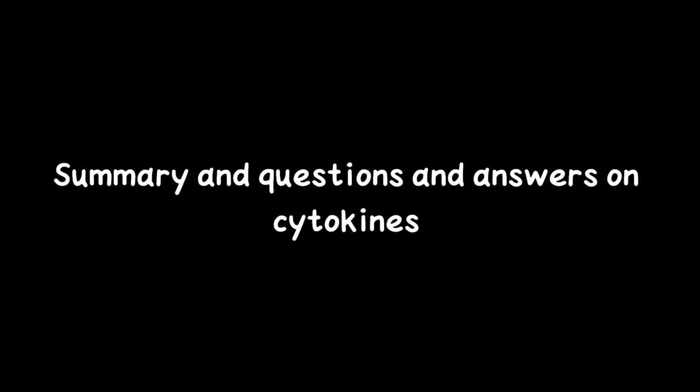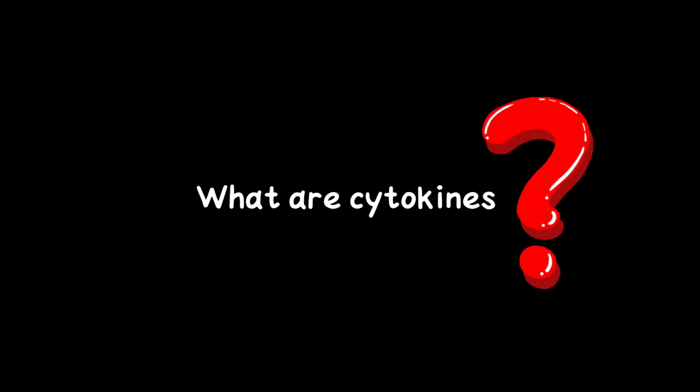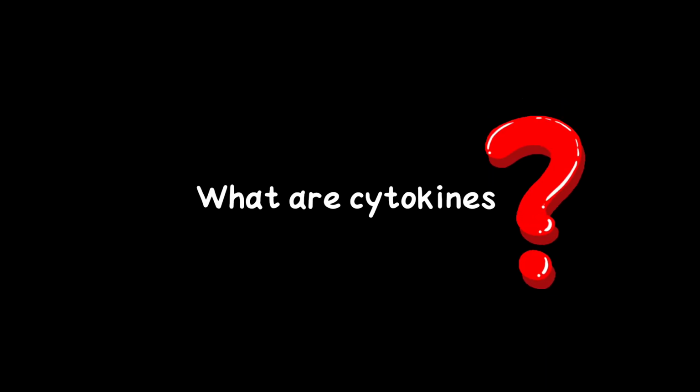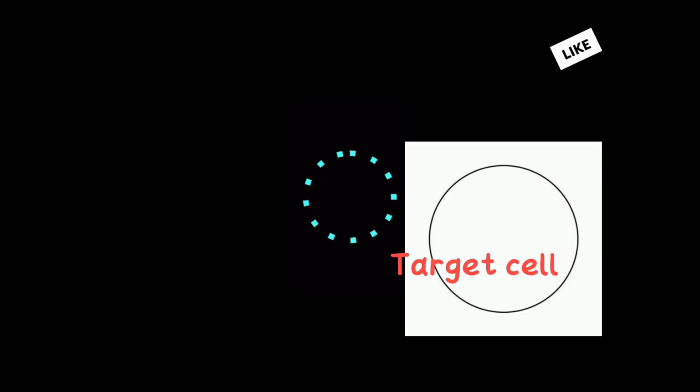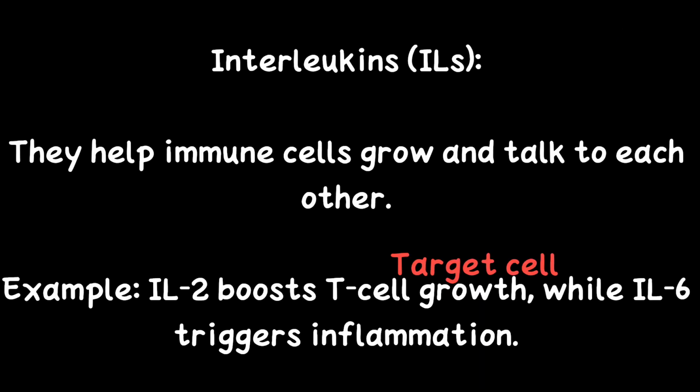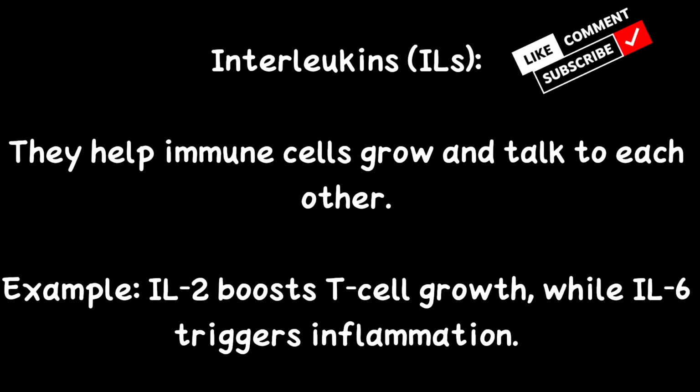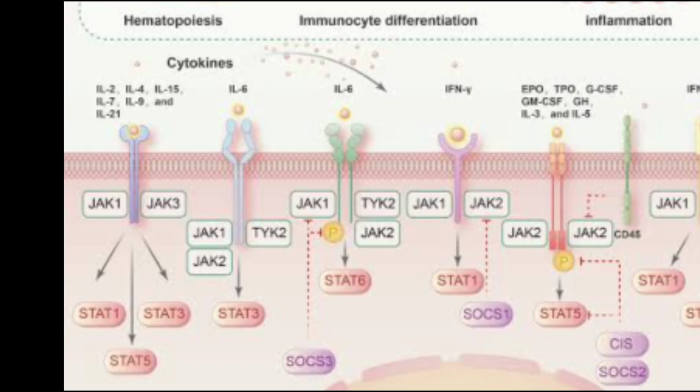Cytokines are small signaling proteins secreted by immune cells and other cells to regulate immune responses, inflammation, cell communication and tissue homeostasis. They act by binding to cytokine receptors on target cells, triggering intracellular signaling pathways. There are various types of cytokines. Interleukins regulate immune cell differentiation, activation and communication.